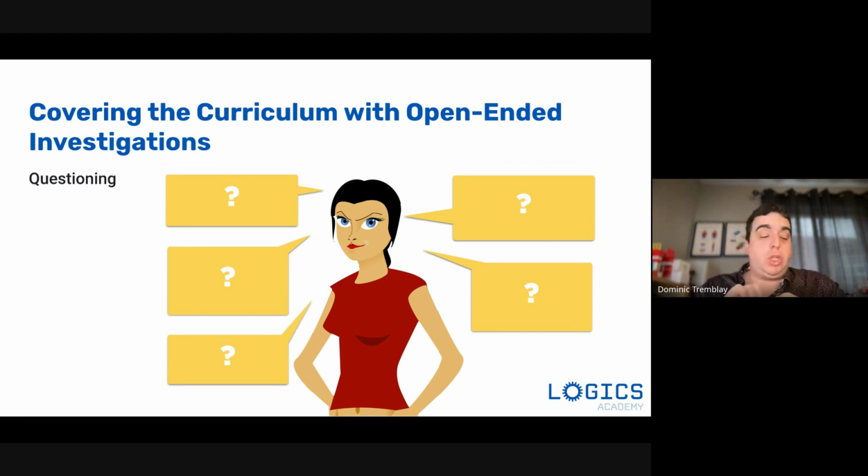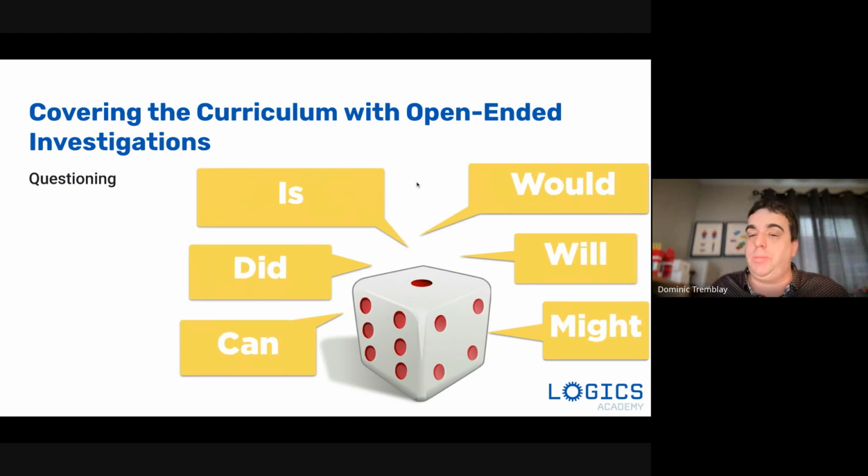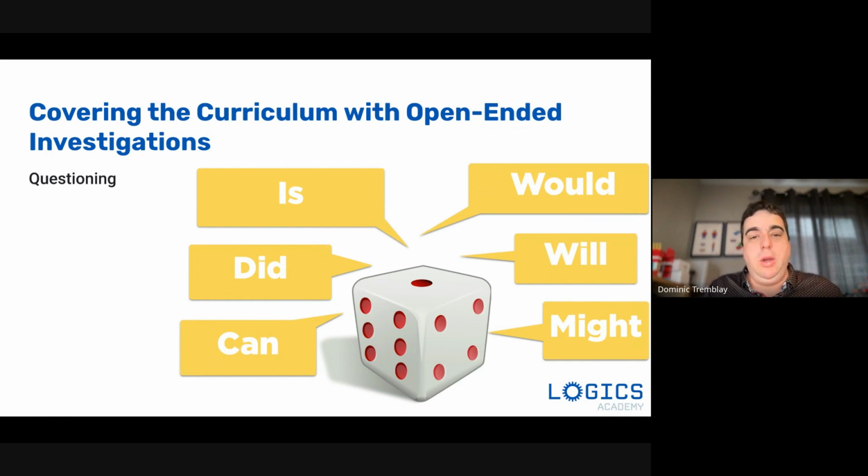Now, some students may struggle with asking questions. So I will use dice and I will have the 6 question words. So when they throw it, they get a word like how, where, when, what, who, why. That helps them create questions about the situation that I just presented. I will also have a second one that would be is, did, can, would, will, and might. So they can combine where, can, and then they say, where can I get a passport? Who is the king of Sealand? So they can use this to help them if they have a hard time asking questions.